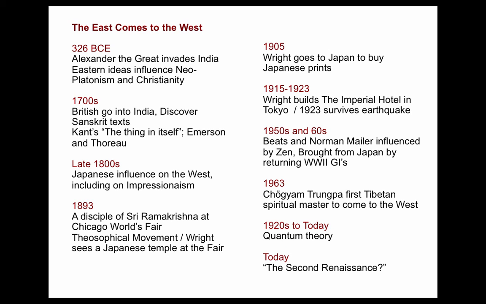In 1893, a disciple of Sri Ramakrishna, a Hindu saint, goes to the Chicago World's Fair and ends up staying and influences the beginning of the Theosophical movement. Wright sees a Japanese temple at the fair. 1905, Frank Lloyd Wright goes to Japan to buy Japanese prints. 1915, Wright builds the Imperial Hotel.